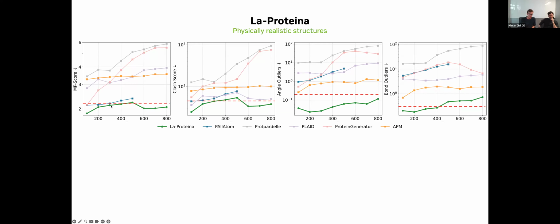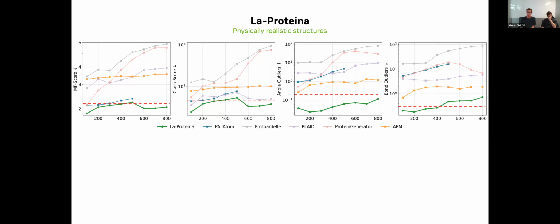And the green line is where La-Proteina is on different lengths, and then p-all atom is blue. And then you can see the other baselines here, APM from ByteDance, I think, Protein Generator, and a few others. You can see consistently our method performs best across all biophysical validity metrics, especially on the angle and bond outliers. We see that other methods have quite a few of these, while ours stays pretty realistic and below or around the level that high quality PDB structures look like, which is quite nice to see.